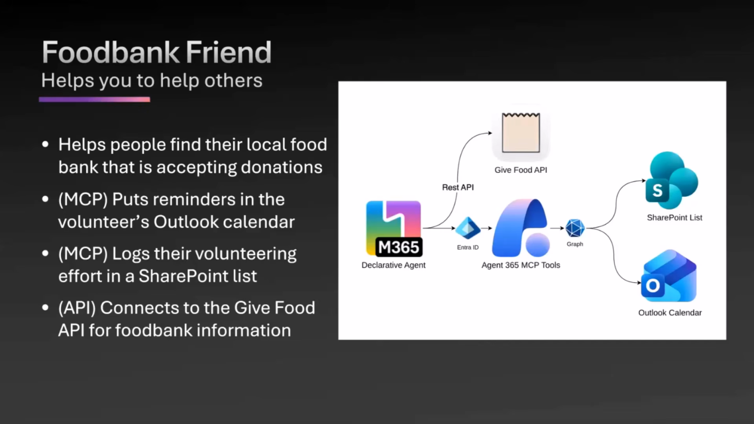So we've got a combination here of an MCP and an API plugin within the same declarative agent. We've actually got two MCP servers, because the Outlook one and the SharePoint one are two different connections.